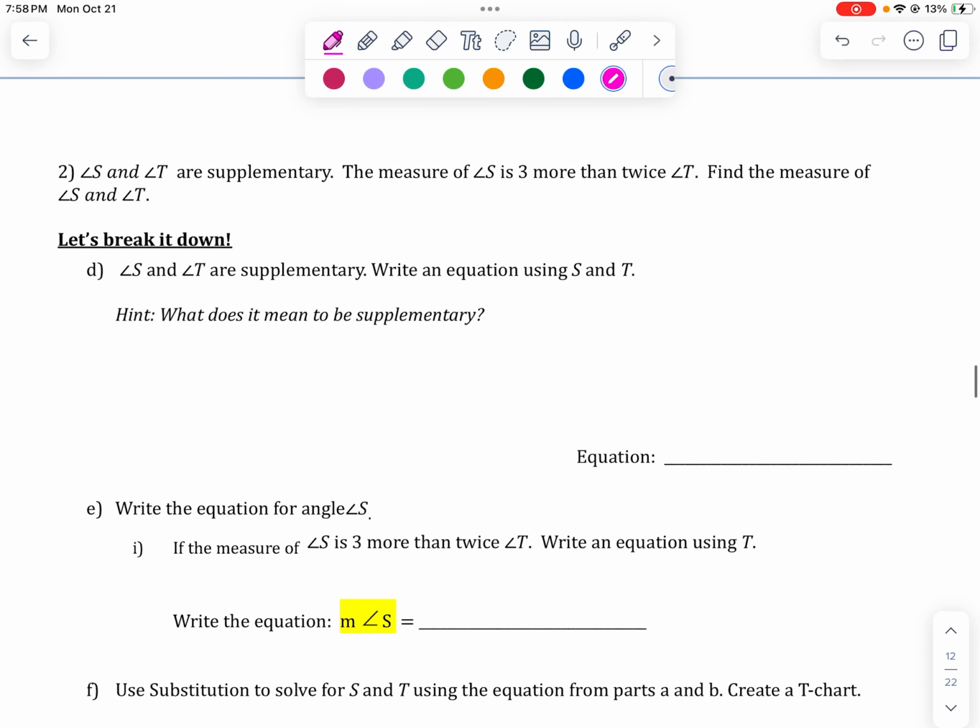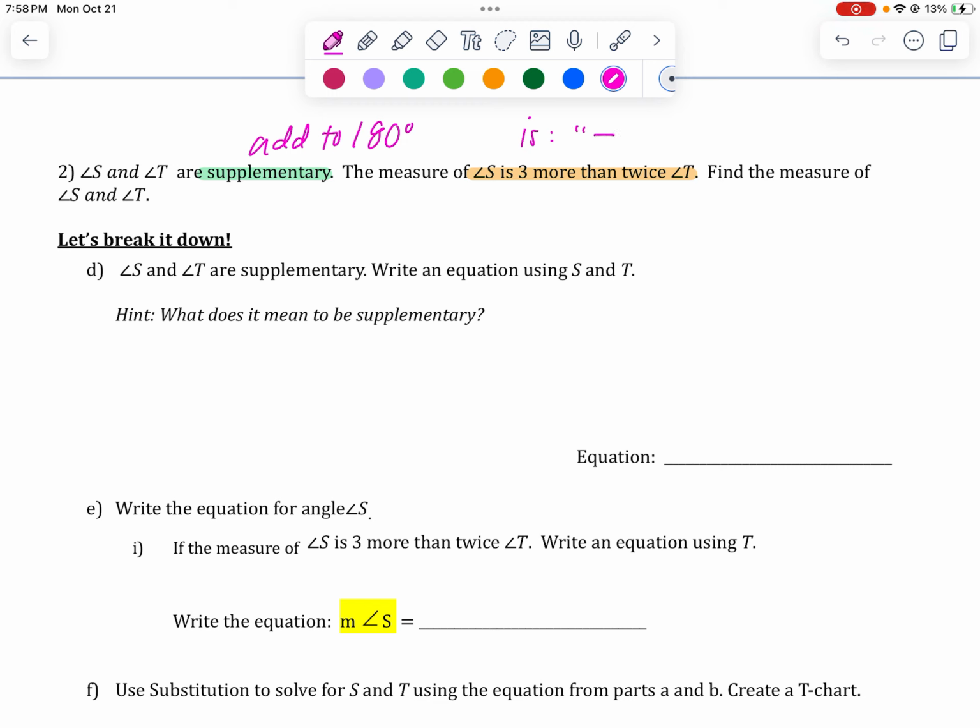All right, problem number 2. It says that angle S and angle T are supplementary. So now we're dealing with supplementary angles. We know that supplementary, we are adding to 180 degrees. It says that the measure of angle S is 3 more than twice T. Kind of same verbiage as the other.